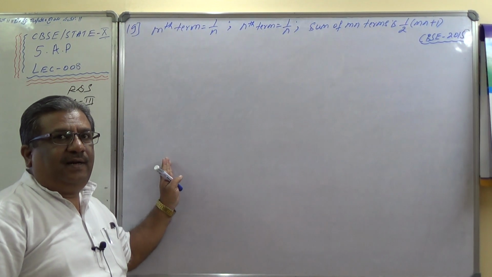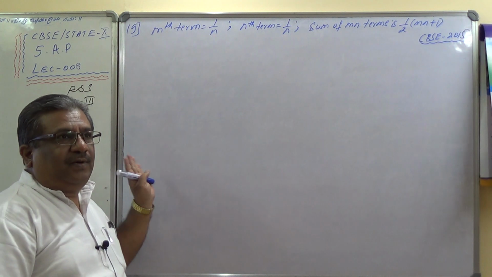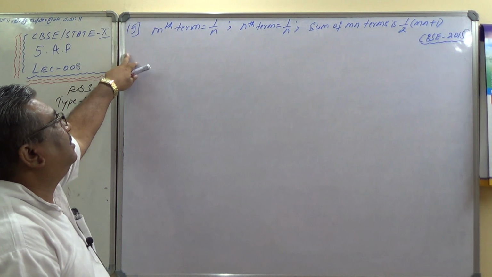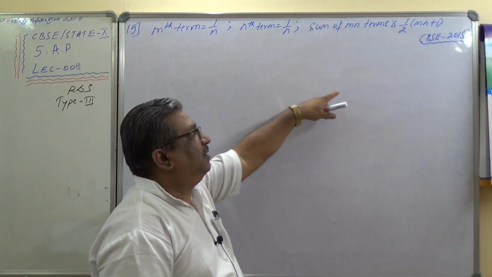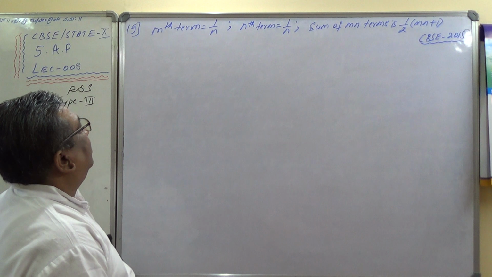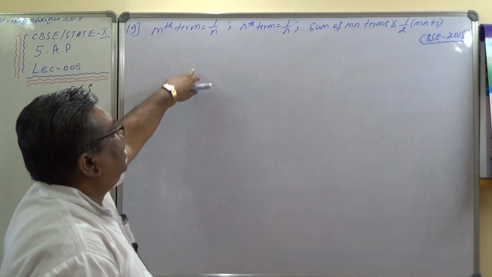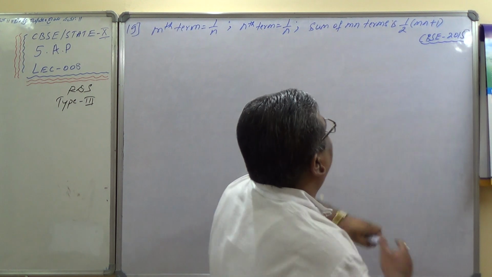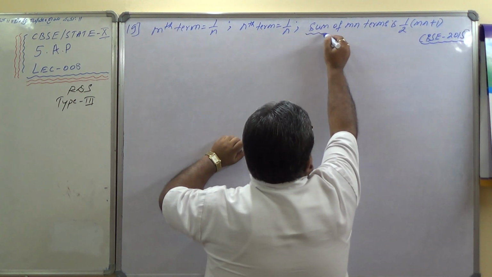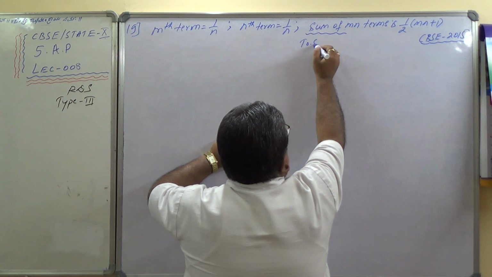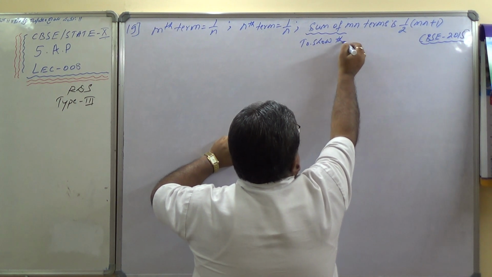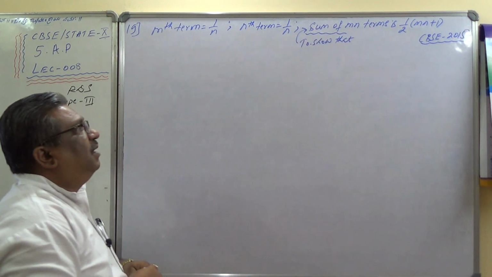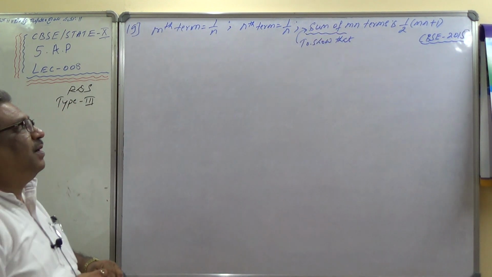The previous question was the 18th question; I wrote it as 19. Make sure that it was 18. Now RD Sharma 19th. This question appeared in 2015. The mth term of an AP is 1 by n, and the nth term of an AP is 1 by m. The sum of mn terms is half times mn plus 1. So what we have to show is this: to show that the sum of mn terms is half times mn plus 1.